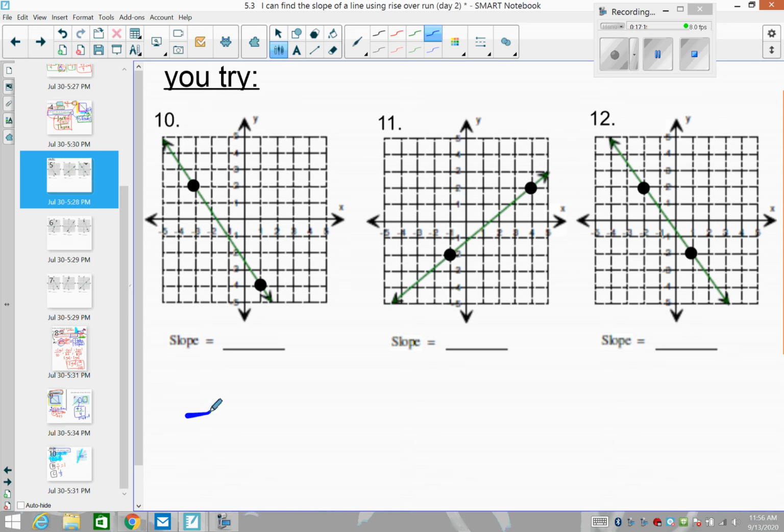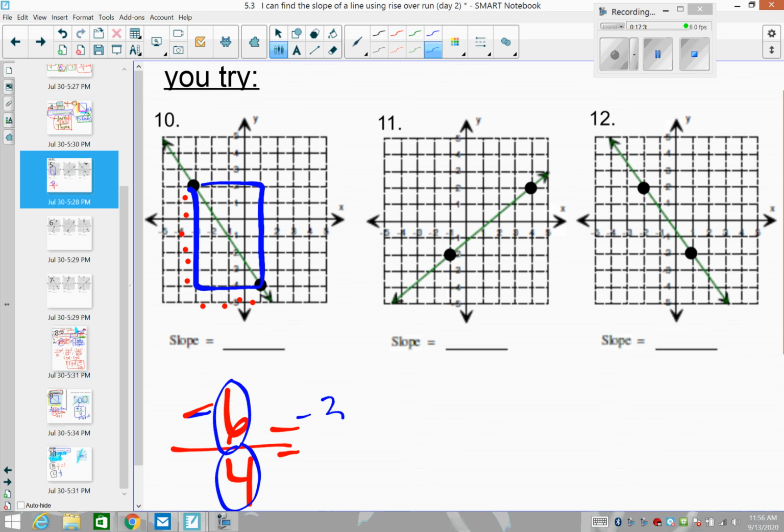We have a decreasing line here, so we're going to build that rectangle. We get 1, 2, 3, 4, 5, 6. We have a decrease of 6 over 1, 2, 3, 4. If we divide top and bottom by 2, we end up with negative 3 over 2. So the slope of that line is negative 3 over 2. Grade your paper. Give yourself a star if you have it.